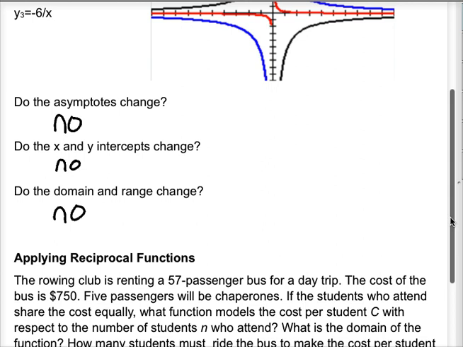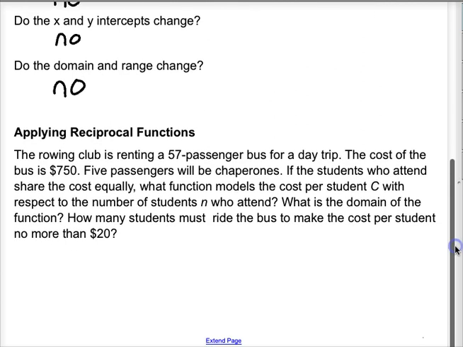So before we finish, I want to do one word problem with you. So the rowing club is renting a 57-passenger bus for a day trip. The cost of the bus is $750. 5 passengers will be chaperones. If the students who attend share the cost equally, what function models the cost per student C with respect to the number of students N who attend? What is the domain of this function? And how many students must ride the bus to make the cost per student no more than $20?